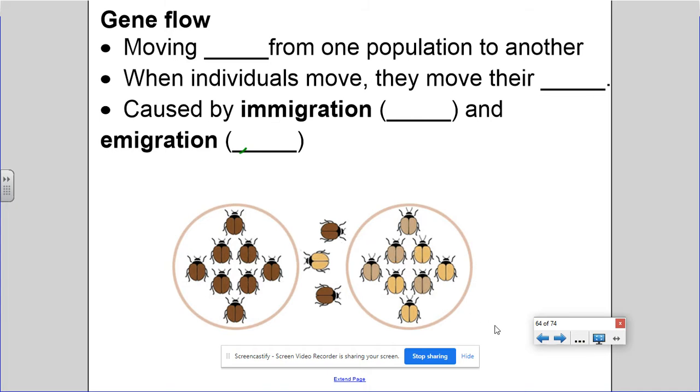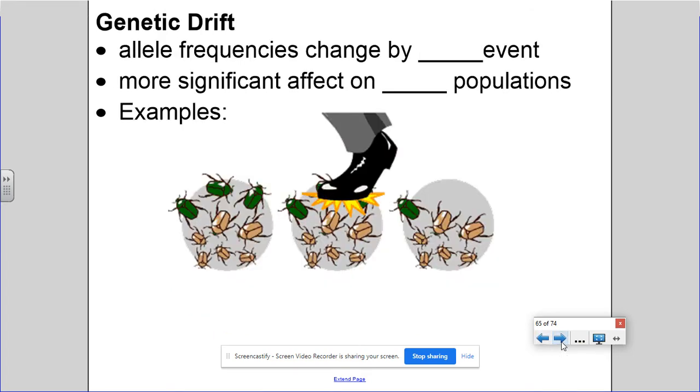Now, you'll notice in describing gene flow, and we'll continue this with genetic drift, we're not talking about what makes an organism more likely to survive and reproduce. We're just talking about other factors that can change a gene frequency. So, genetic drift is when allele frequencies change by a random event. Now, when we talk about having a significant effect, we're going to either say it's a large or a small population.